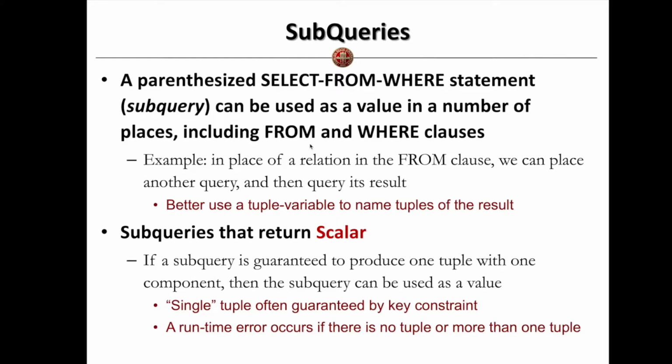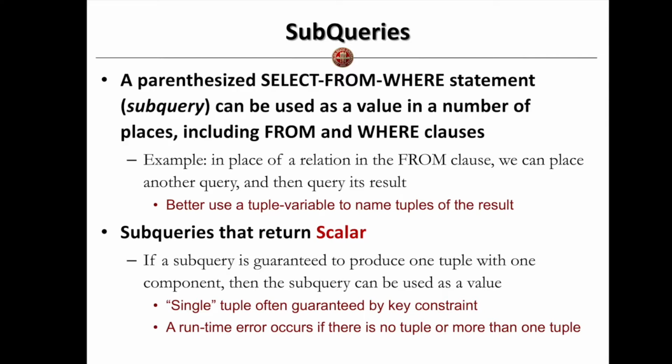If we want to run a select from where statement based on an intermediate result from another statement, then we can use this intermediate result as a subquery. And they can also be used in some other select from where statements. So we can also provide you with some examples. Now, in the place of a relation in the from clause, we can place another query and then query its result. To use this query as an intermediate result, we can also use a tuple variable to name tuples of the results. And sometimes the result of the subquery can actually be a scalar.